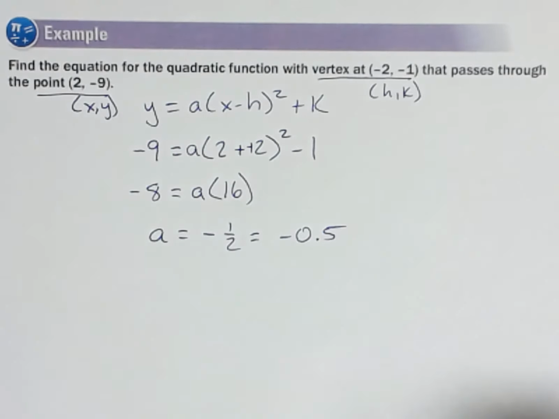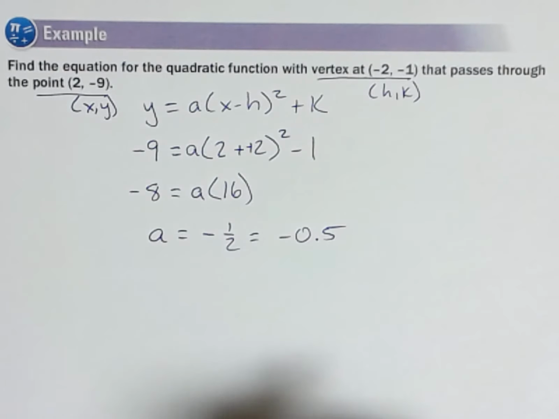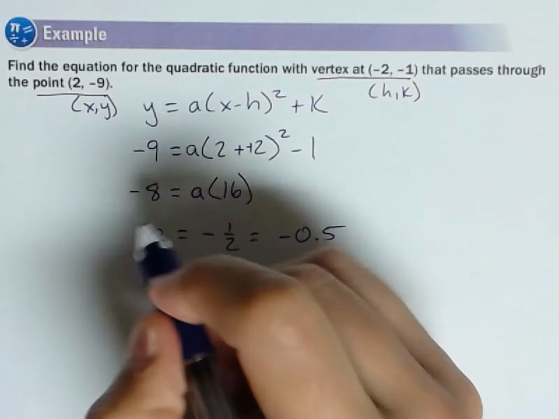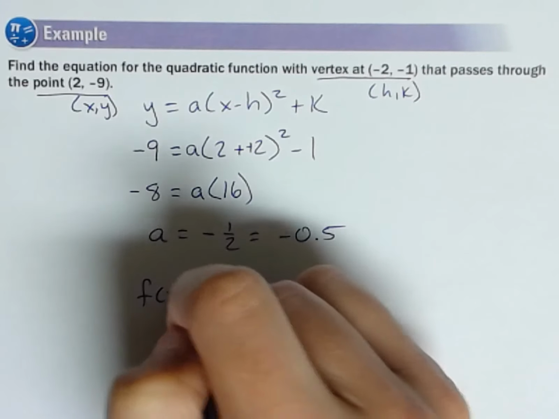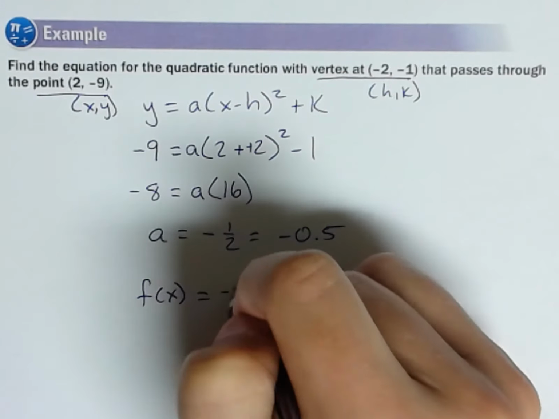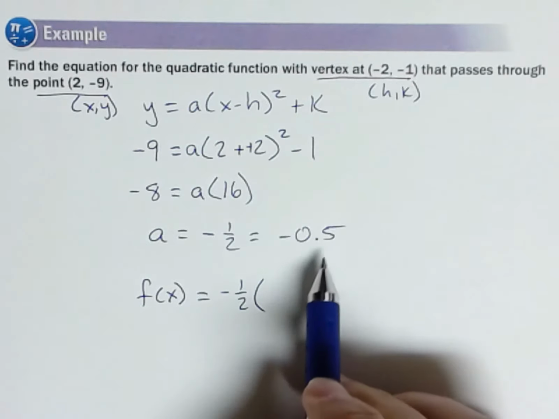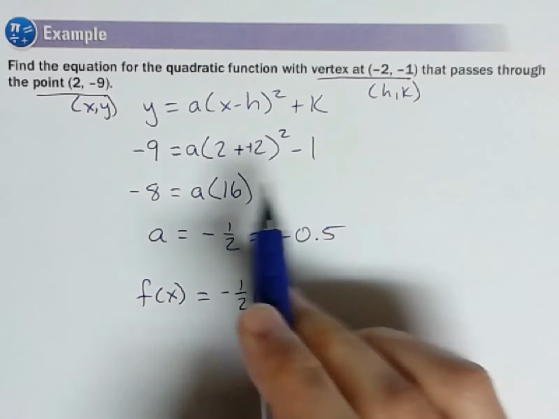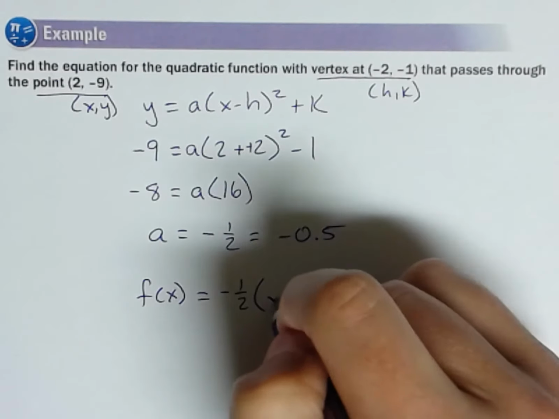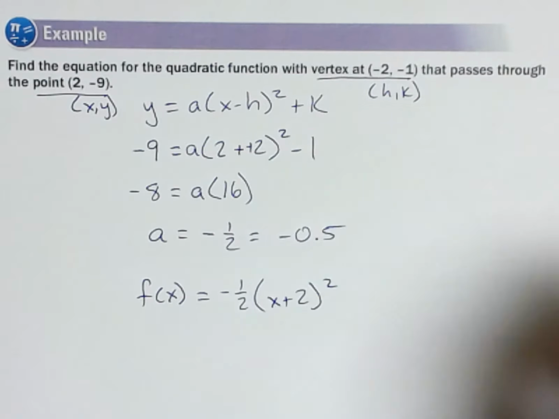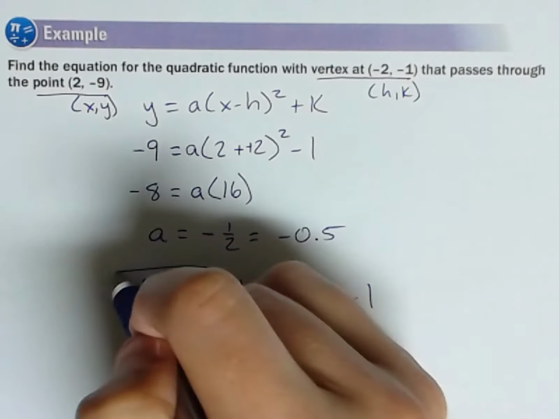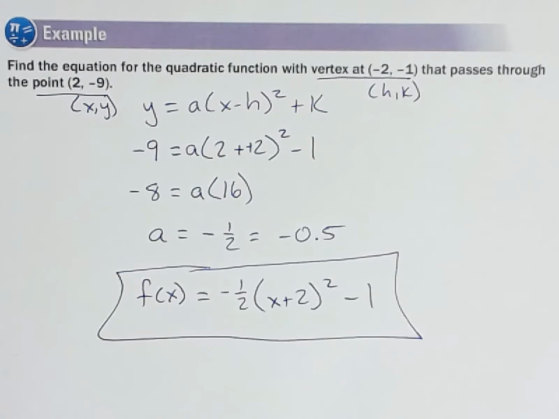However we want to write it. So let's put it together. Let's just write the equation. And so we could do y equals or f of x. I'll do f of x now because we've got the whole equation. So f of x equals -1/2 or -0.5, however you want to write it, times (x minus h), so it's going to be (x plus 2) squared minus 1. So just plug my (h, k) in there, and there is the equation.